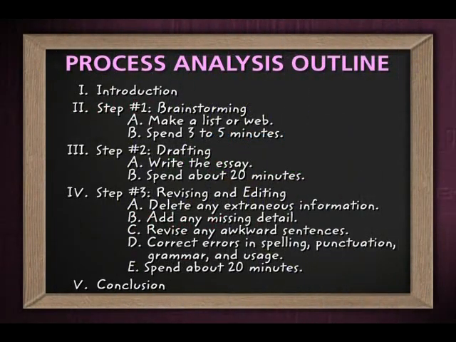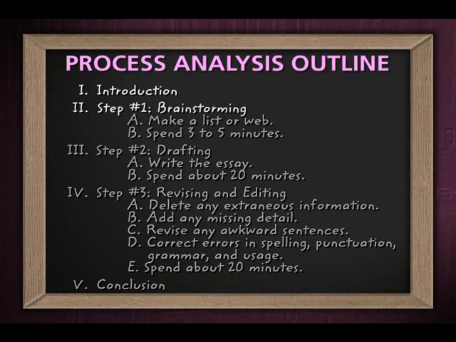Here's a sentence outline that I made. It's a 5-paragraph essay, and you know that because it's got 5 Roman numerals, 1, 2, 3, 4, 5. 1, my introduction. 2, step 1 is brainstorming. 3, step 2 is drafting. 4, step 3 is revising and editing. And then, of course, my conclusion, 5. Notice I used the numbers. I had step 1, step 2, step 3. It makes it easier for my audience to follow, and it's parallel.